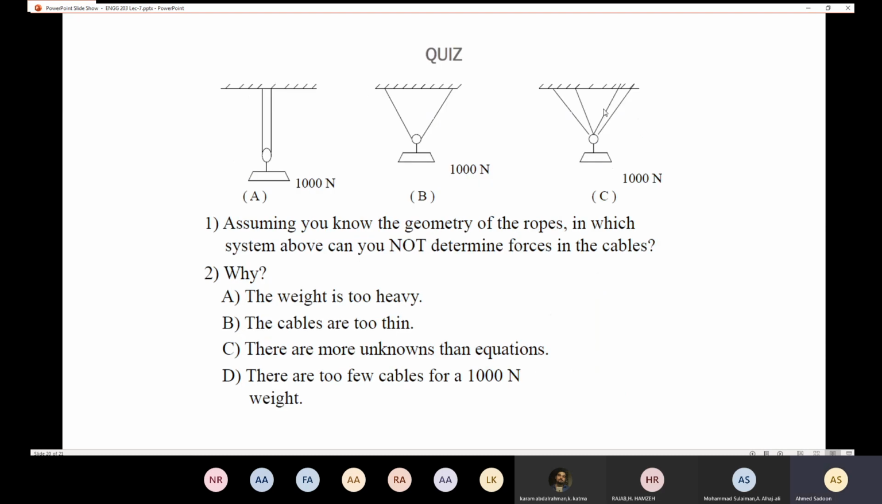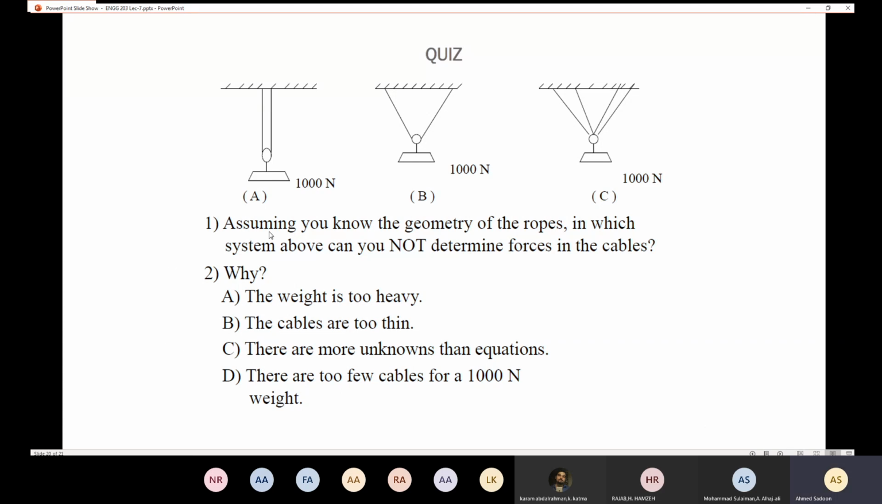Now let's go to other questions. This one may be a little bit difficult. Assuming you know the geometry of the ropes, I have the geometry for that rope here, for that one, and for that one. In which system above can you not determine the forces in the cables, and why? If I draw the free body diagram, I'm going to have many forces, the same thing here and here. In one of these systems, I will not be able to calculate the unknown forces, the tensions in the cables.